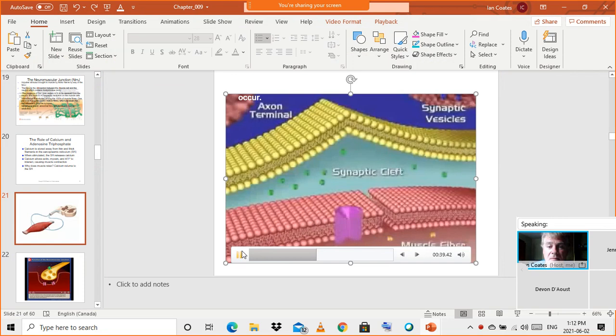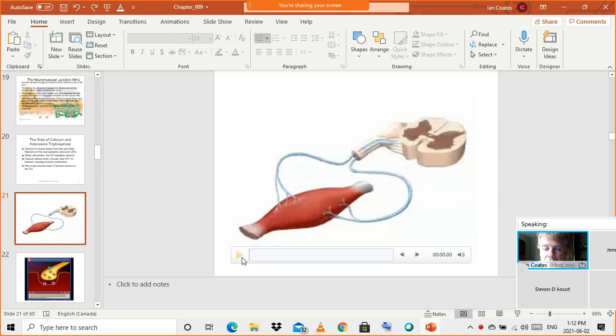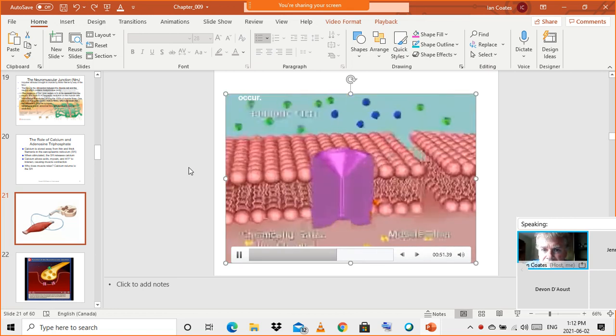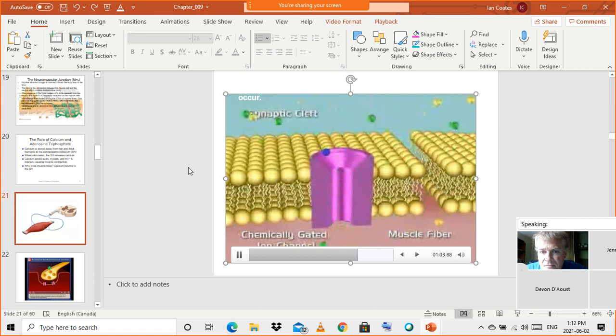Action potential causes the release of acetylcholine from the synaptic vesicles into space between the axon terminal and the muscle fiber, called the synaptic cleft. In the synaptic cleft, the acetylcholine binds with the receptor site on the fiber membrane, which opens a chemically gated ion channel. Sodium then rushes through the ion channel into the muscle fiber, causing an action potential to form on the fiber membrane.